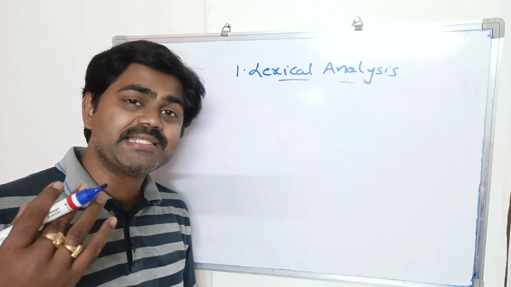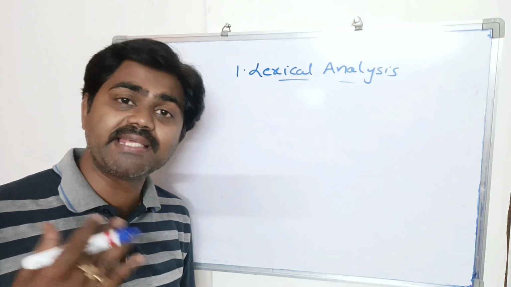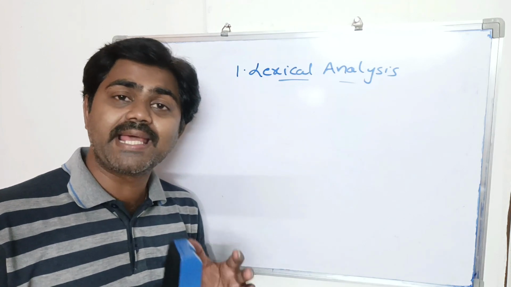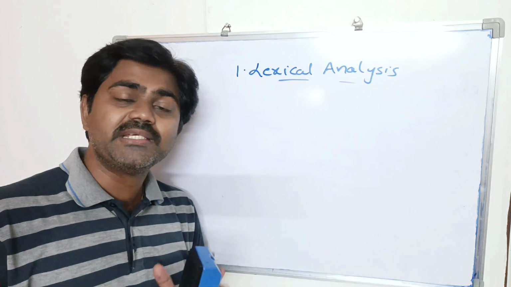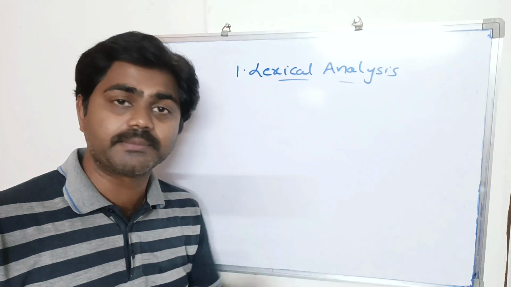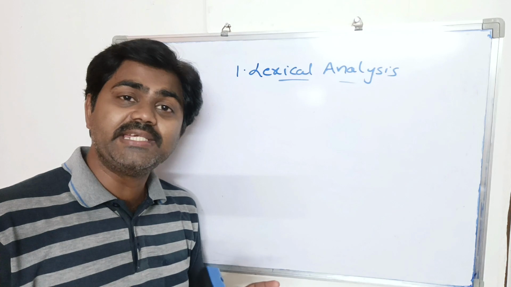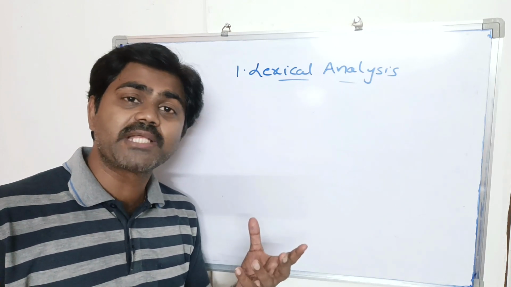So the syntax analyzer will always request the lexical analyzer. A machine is called a lexical analyzer if it performs lexical analysis. A machine is called a syntax analyzer if it performs syntax analysis, like that. This lexical analysis phase divides the source input into a group of tokens. So what source input are we providing?